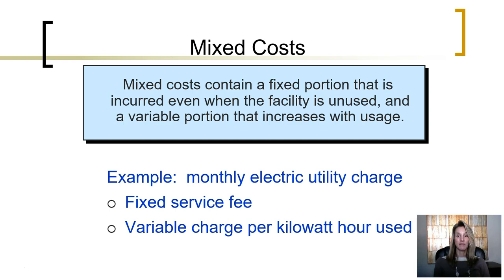Mixed costs contain a fixed portion that is incurred even when the facility is unused, and a variable portion that increases with usage. For example, a monthly electric utility charge. Within that utility charge is a fixed service fee. In addition to that fixed service fee, the utility charge increases per kilowatt hour of electricity used.